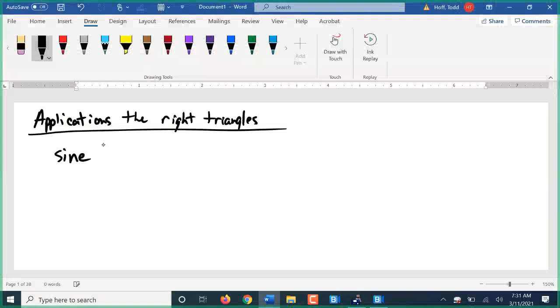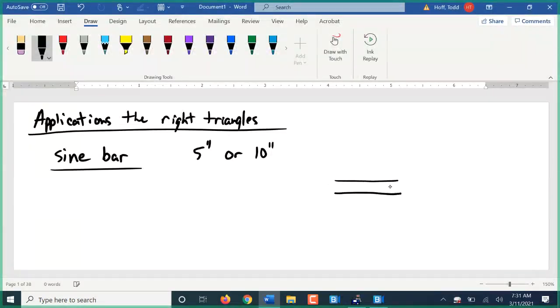and that's something called a sine bar. Have you guys used any of these in the shop yet or seen them in the shop yet? Sine bar usually comes in two forms, either a 5-inch or a 10-inch sine bar. And what it looks like is a flat piece of material that has rounded ends on it like this.